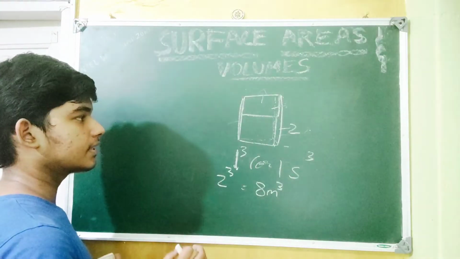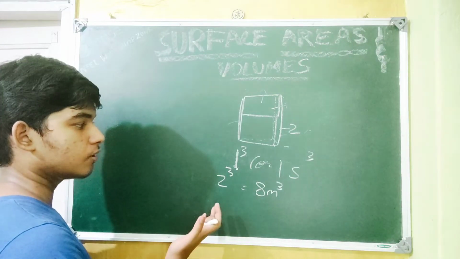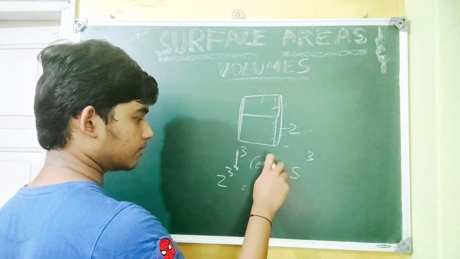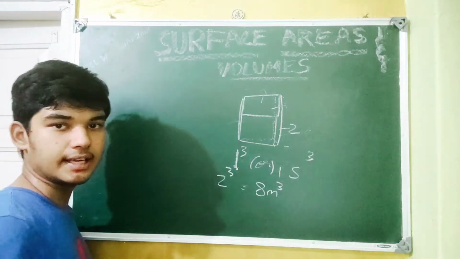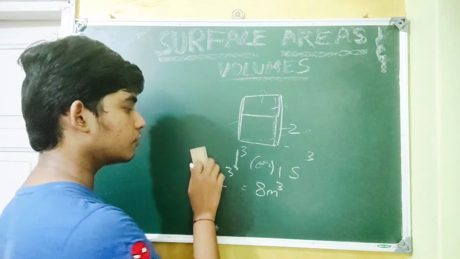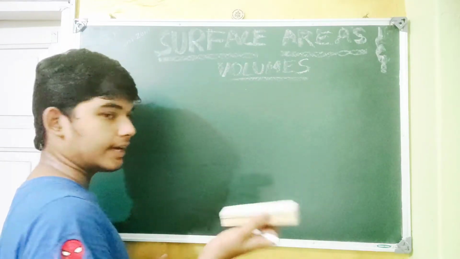So this is how you can find out the volume of a cube, by using the formula L cubed or S cubed, and plugging the numbers in, you'll get the answer. So this is how you find the formula for a cube. But what about a cuboid?